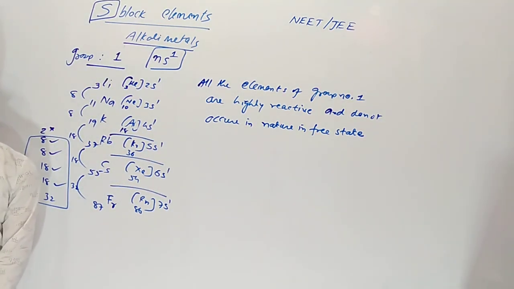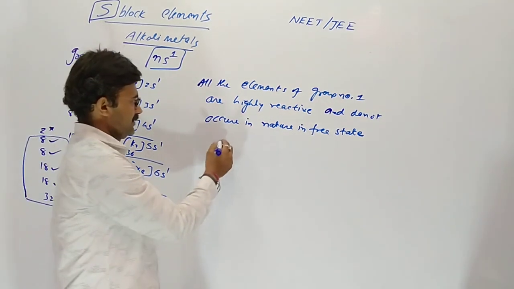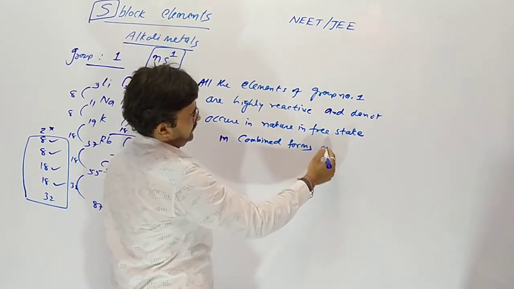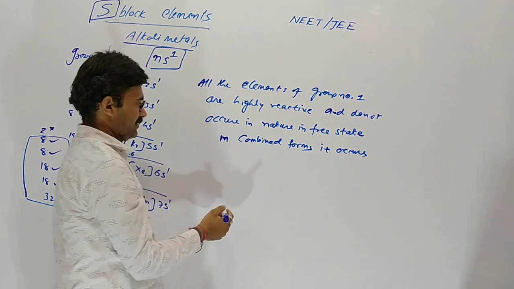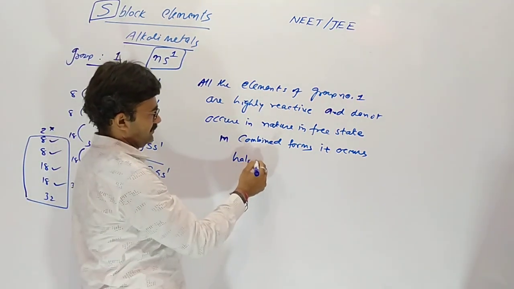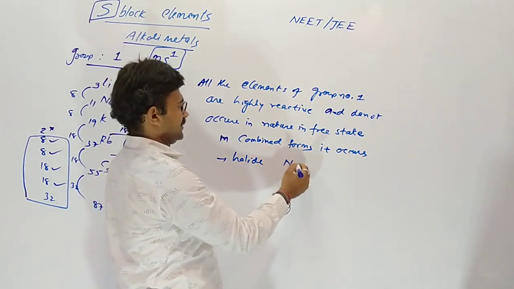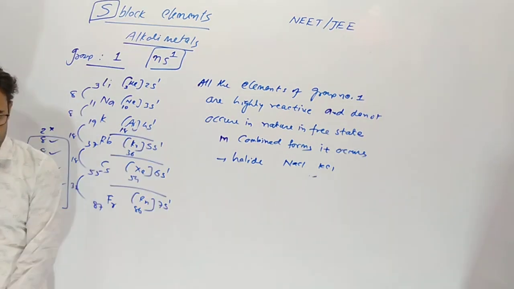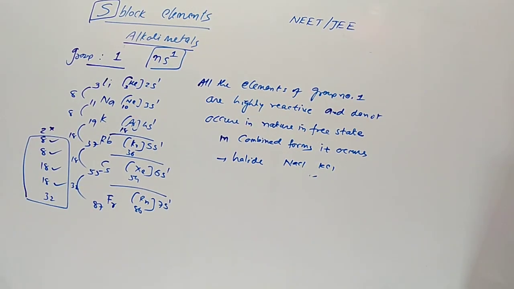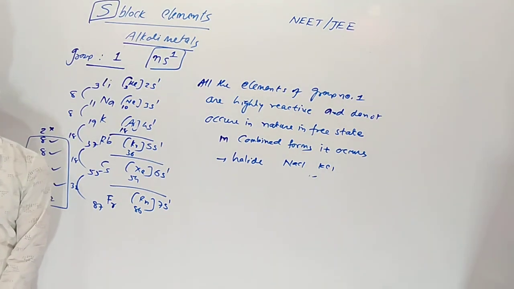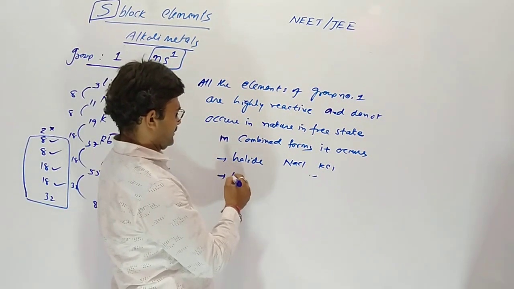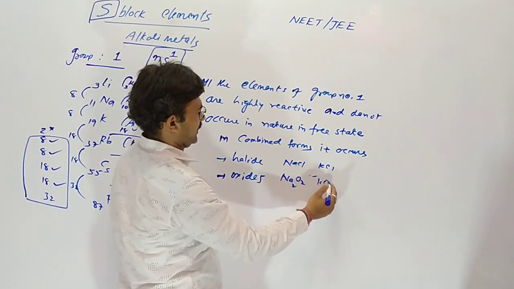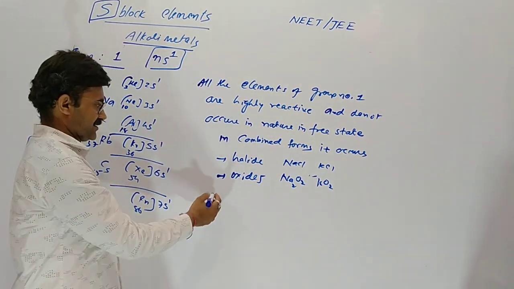Yes, in combined form, they occur in the earth crust as halides. Halide means NaCl, KCl, etc. In which form do we derive this type of element in the earth crust? Halides, then oxides. Oxides, peroxides and superoxides occur, like sodium peroxide, potassium superoxide.